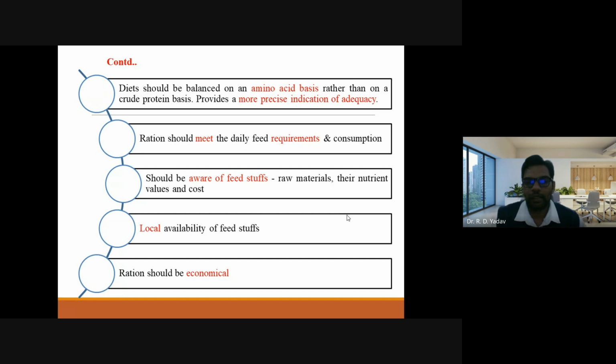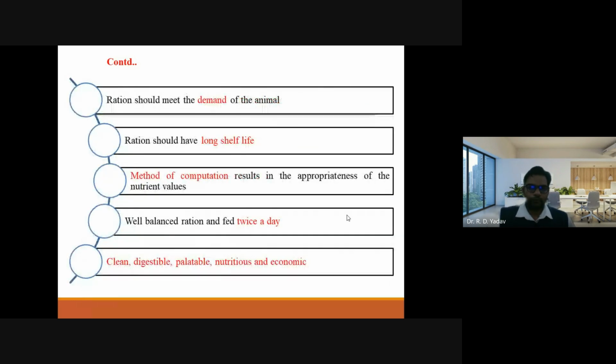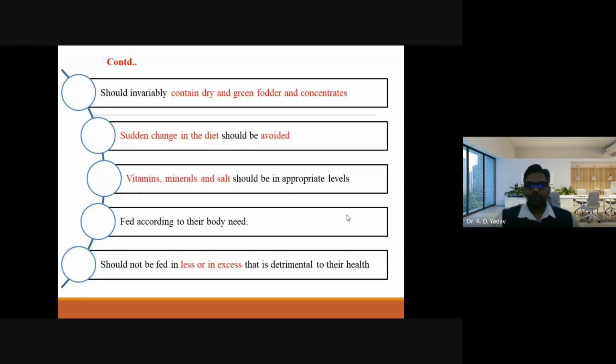We have to be aware of the raw materials and their nutrient values before formulating the ration, and we have to consider locally available feed resources and their nutrient value also. No doubt the ration should be economical and fulfill the demands of the animals, and it should have a long shelf life. Well balanced rations should be fed twice a day. It should be clean, digestible, palatable, nutritious, and economical also. It should invariably contain dry and green fodder and concentrate also.